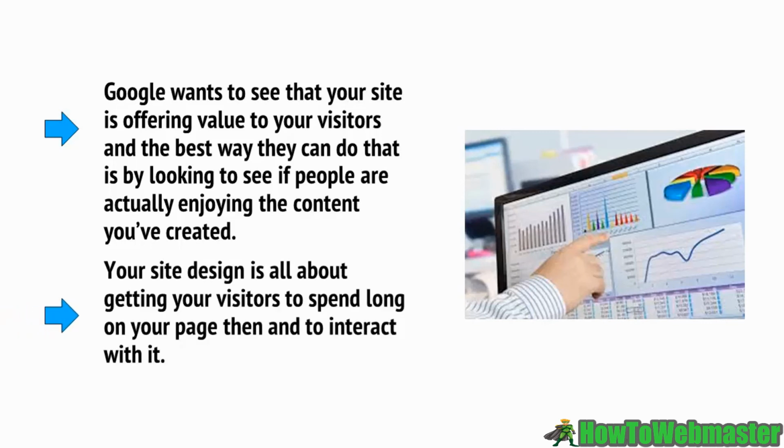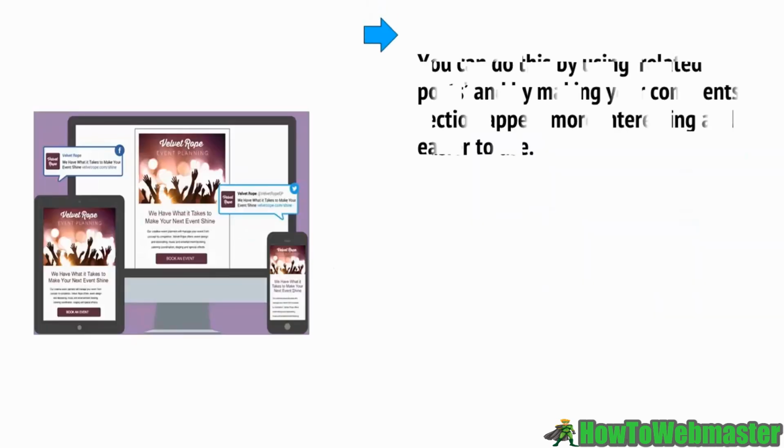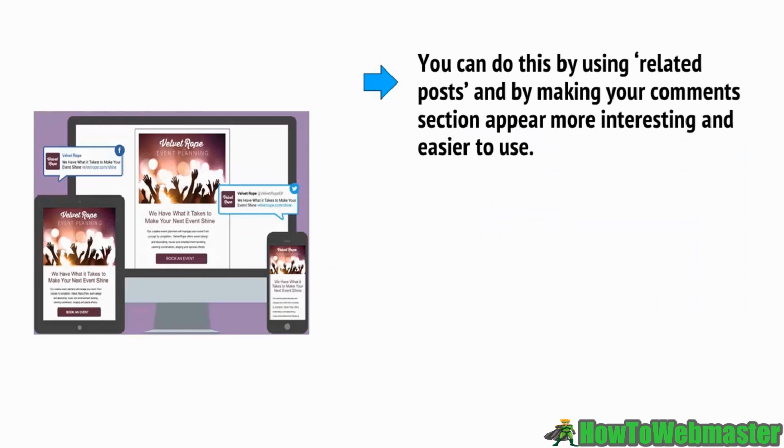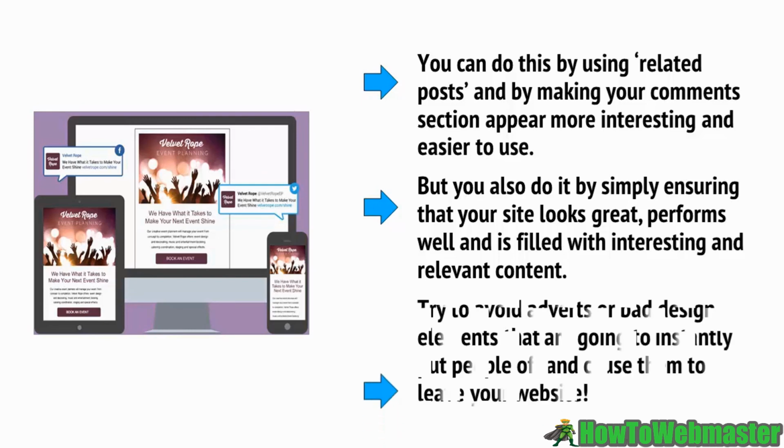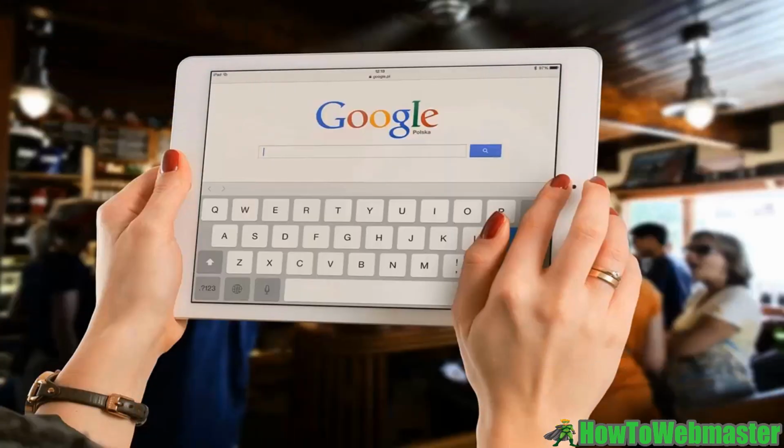Your site design is all about getting your visitors to spend a long time on your page and then to interact with it. You can do this by using related posts and by making your comment section appear more interesting and easier to use. But you should also do it by simply ensuring that your site looks great, performs well, and is filled with interesting and relevant content. Try to avoid adverts or bad design elements that are going to instantly put people off and cause them to leave your website. Remember, Google wants to see that people are spending time on your website, and the best way you can ensure this happens is by making content that people want to read.